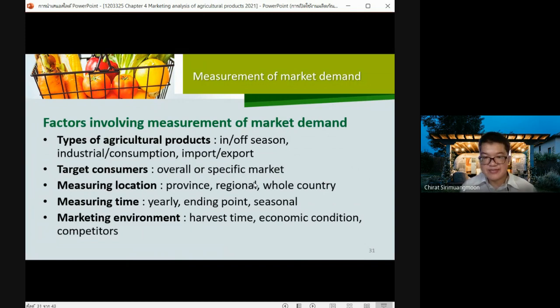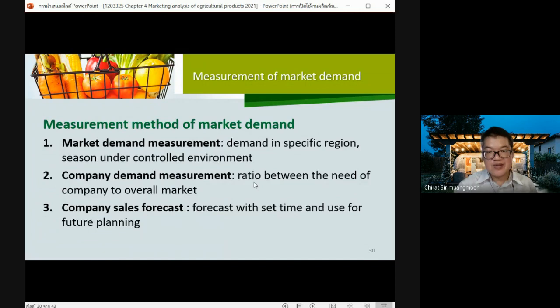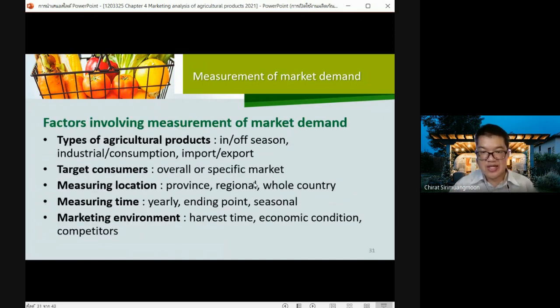And then let's talk about the factors related to the measurement of market demand. Not just the measurement methods that you just learned. You also need to think about the factors that might affect market demand, because if you do not consider this, you might have some distraction or some error, some misunderstanding.